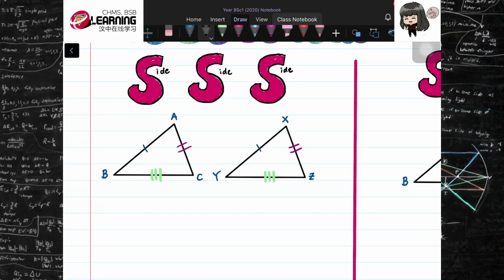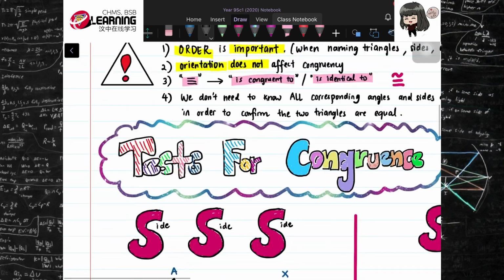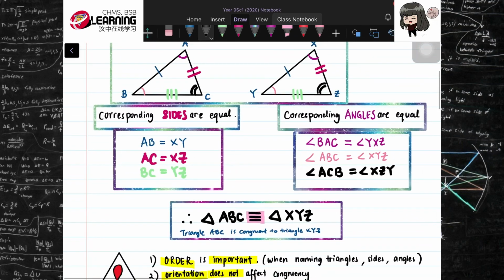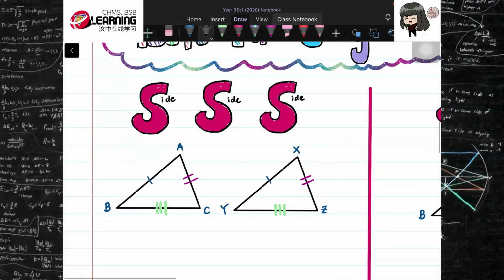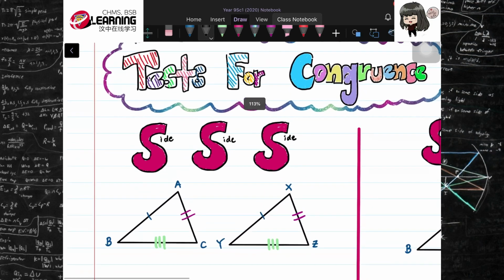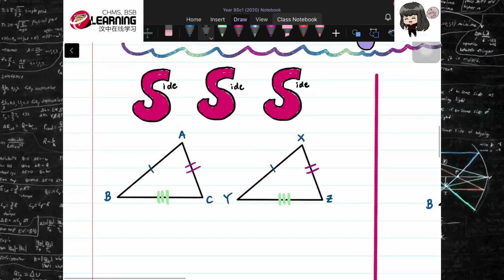We don't need to have all the 6 items like I mentioned just now: 3 sides and 3 angles, both corresponding sides and corresponding angles, all these 6 items. Okay, we have 6 items, 1, 2, 3, 4, 5, 6. We don't need to mention all these 6 in order to prove that they are congruent. We only need the first condition, the first test, which is SSS.